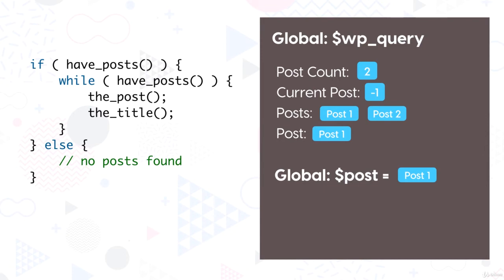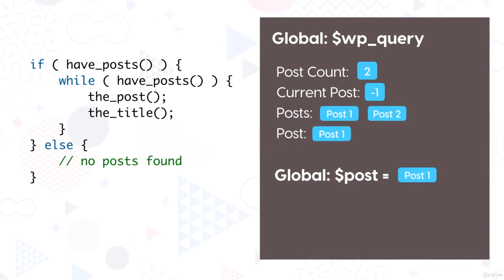So the post count will be 2, and the posts array will have 2 posts, and the current post will be initially -1, and the post will be the first post in the posts array. And we also have another global variable, which is post. Remember when we were discussing template tags, and we mentioned that if you did not pass a post ID to the template tag, it will get its value from a global variable called post. So this is it. And initially its value will be the same as the post key in the WP query object. So it would also be post1. So let's go ahead now and trace the loop step by step and see how the values on the right will be affected.